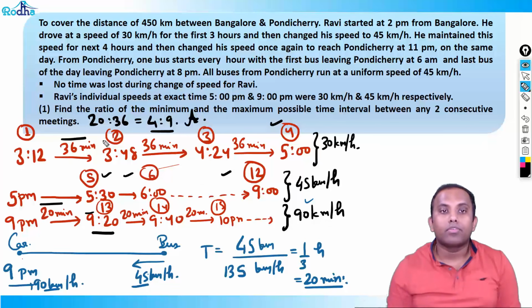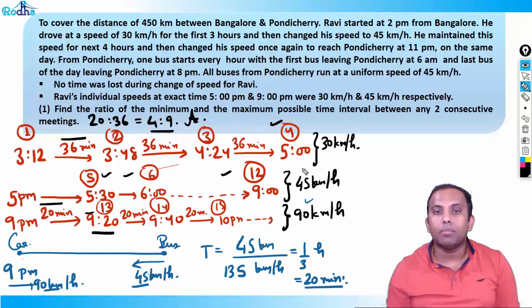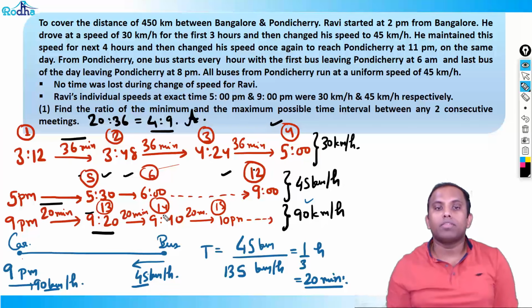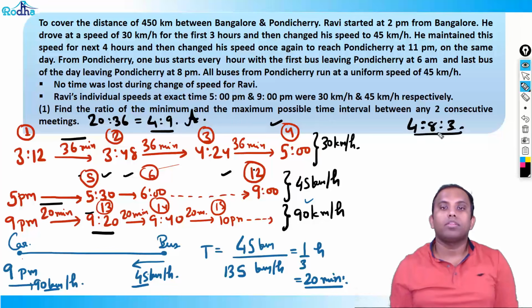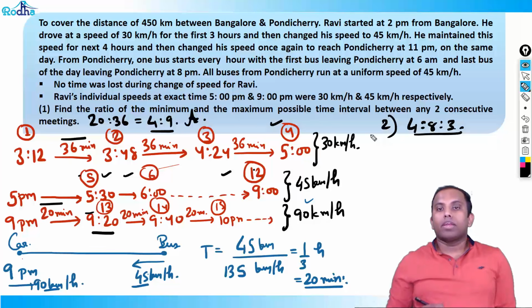Sorry, at 30 he crossed 4 buses. At 45 he crossed 8 buses, the 5th to 12th. And at 90 kilometers per hour, 3 buses. So what is the ratio of buses? 4 is to 8 is to 3. This is the second question, on the next slide.